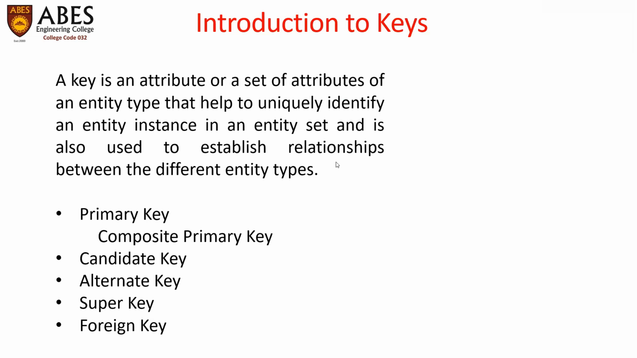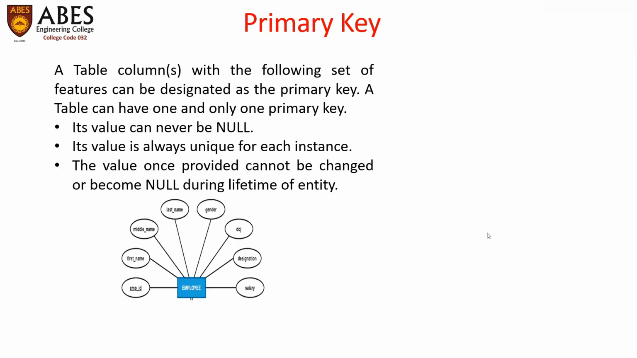Now, we can have different types of keys. We have primary key, we have candidate key, we have alternate key, we have super key, and we have foreign key. So let us discuss each of these keys one by one. First of all, let me introduce to you what is a primary key. A primary key basically is used to uniquely identify an entity in an entity set.